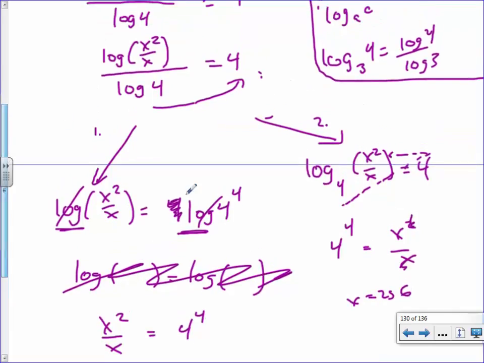Over here, I was trying to show you the idea that you could actually use the change of base rule, and then in addition to using the change of base rule, you could then convert the log out of log form into exponent form, and both would work.